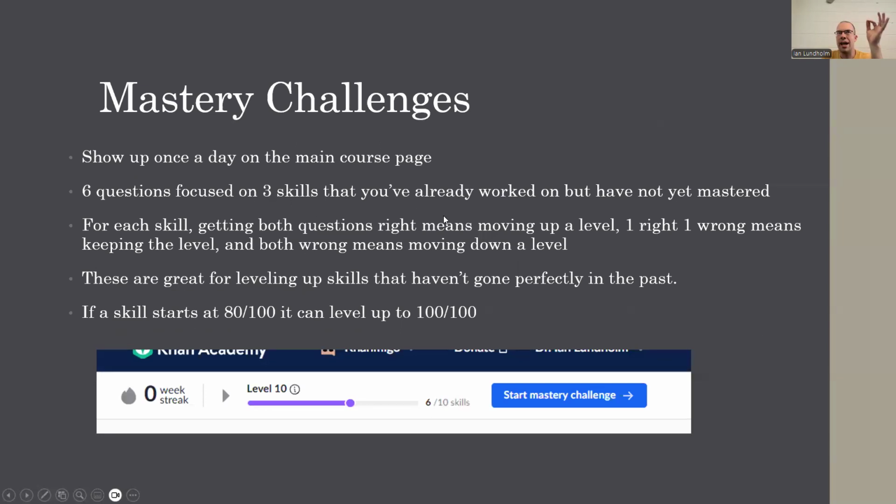Mastery challenges show up once a day on the main course page, and it's going to give you 6 questions focused on 3 skills that you've already worked on, but you haven't mastered yet. For each skill, if you get both questions right, move up a level. One right, one wrong means you stay, and both wrong means you move down a level. So these are great for leveling up skills that haven't gone perfectly in the past. It's a nice review. But in a mastery challenge, you can move up to 100 out of 100. So it's a good thing to do, like once a day. And that's how frequently they'll show up.